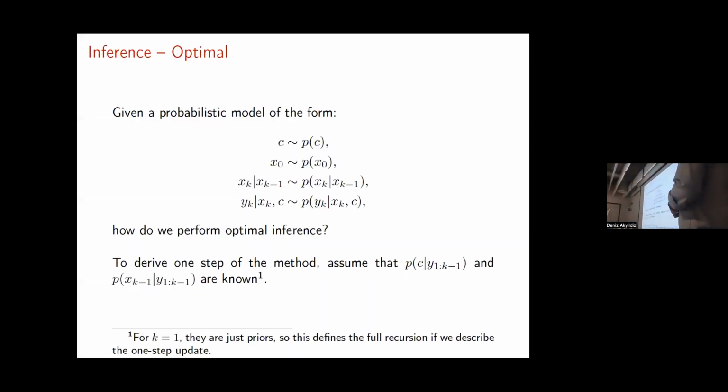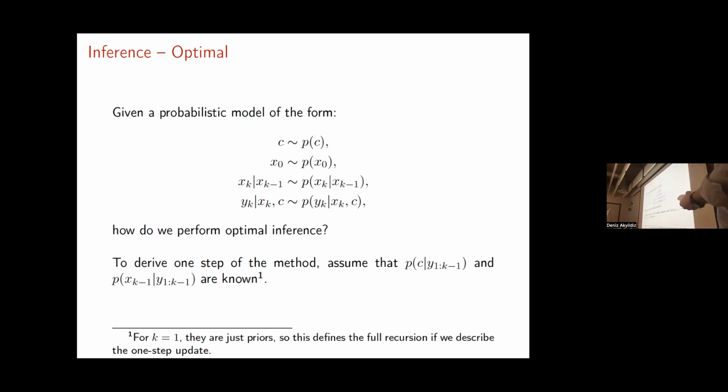Okay. So given just a model like this, which is the very generic version of what I described before, for fixed theta, how would you do inference? This is the question. The only difference between this and a state space model is that we have this C, and this C connects all the observations to each other in some way.